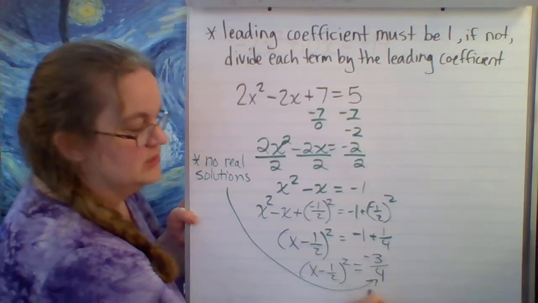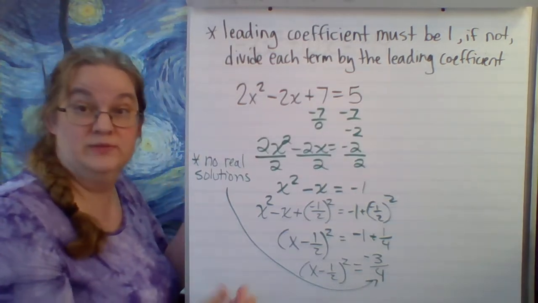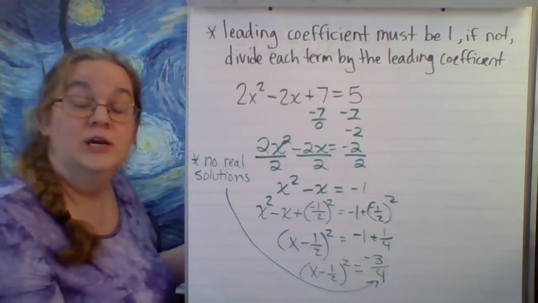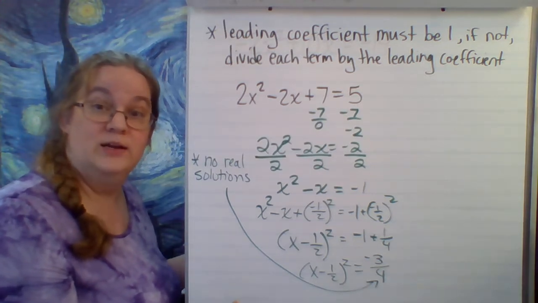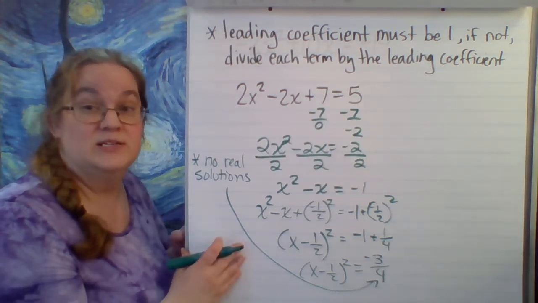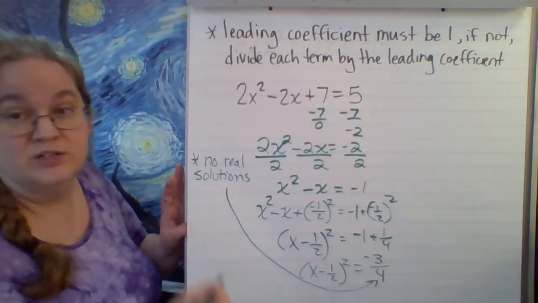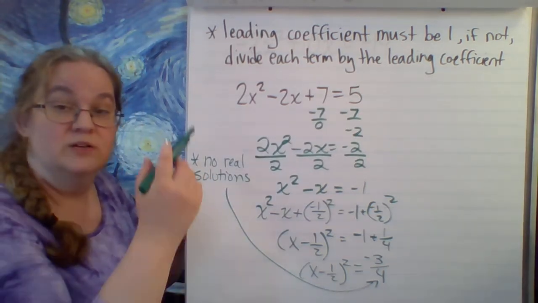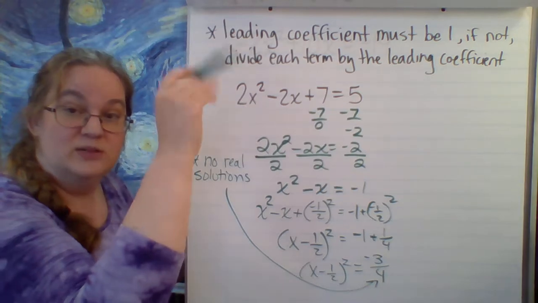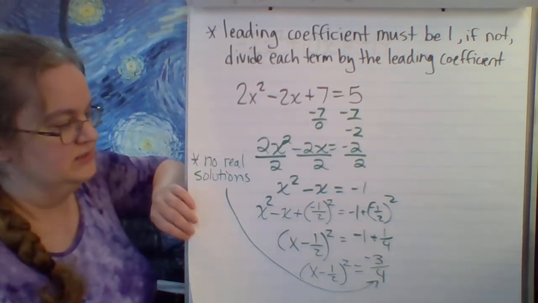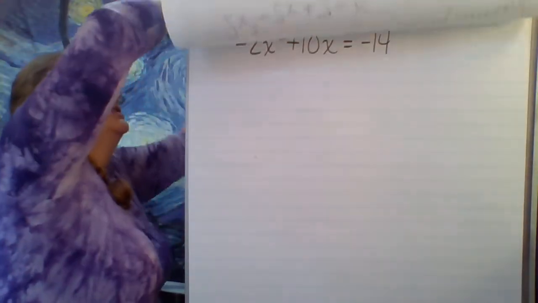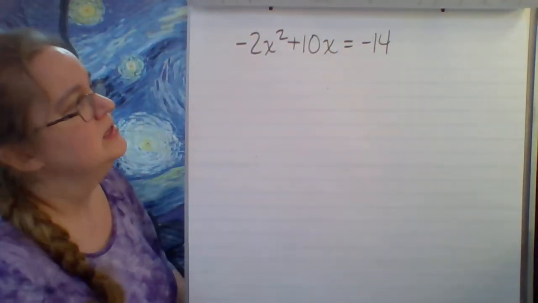because this is a negative number and you can't take the square root of a negative number and get a real solution. What this means is that the graph of this particular quadratic doesn't intersect the x-axis. And we talked about that in previous lessons where if it opens up and the vertex is above or it opens down and the vertex is below the x-axis, it's not going to intersect. All right, so let's look at one last example.